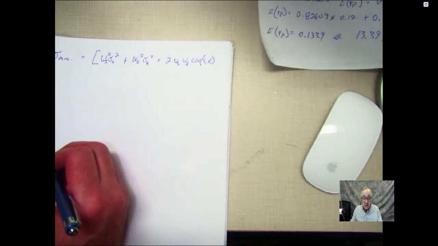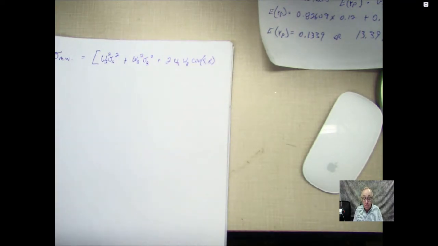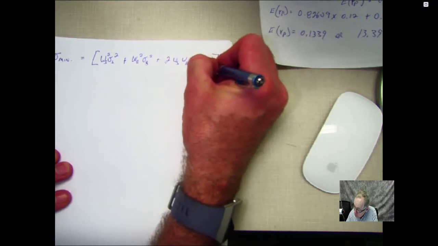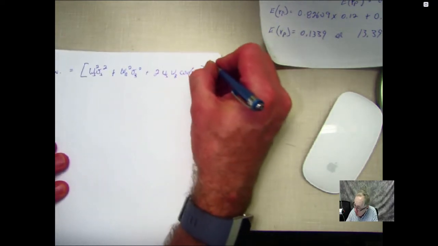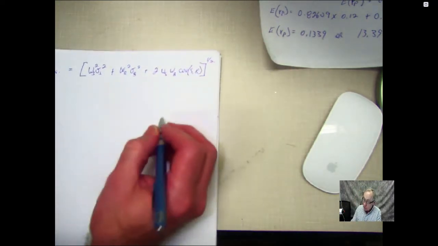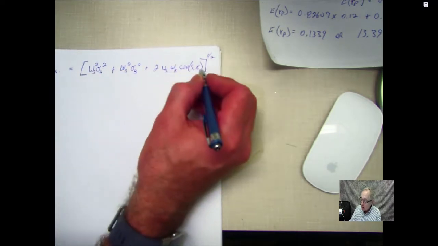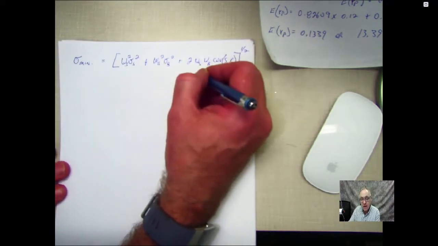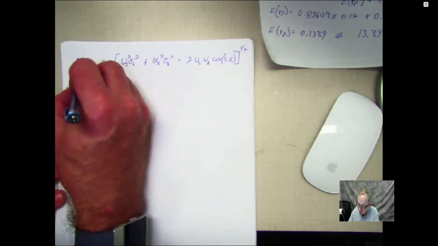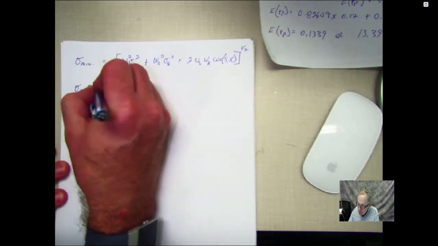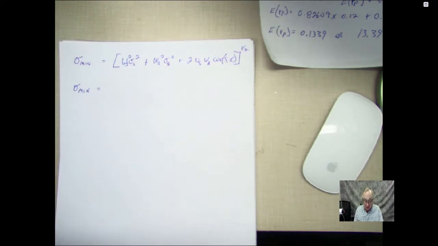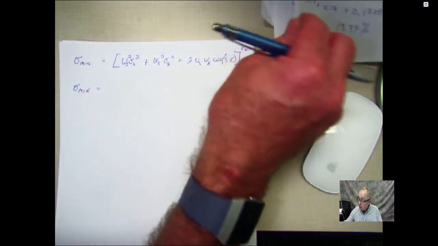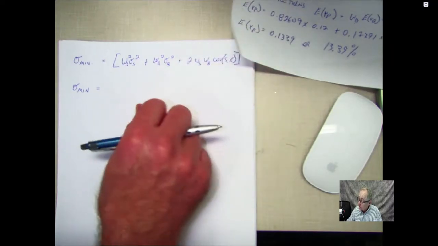And all of this, close that off, is to the power of 1/2. So the square root of all of this. So we calculate all of this, take the square root. That's like bringing us back from variance to standard deviation, which is what we're trying to calculate. So our standard deviation on the portfolio, now we plug in our respective values.